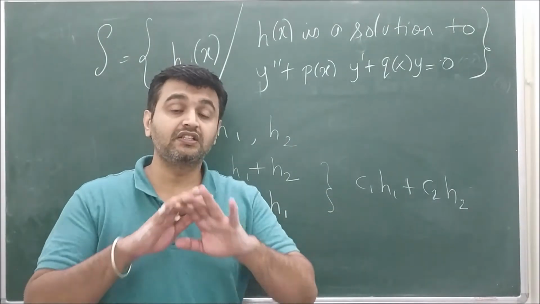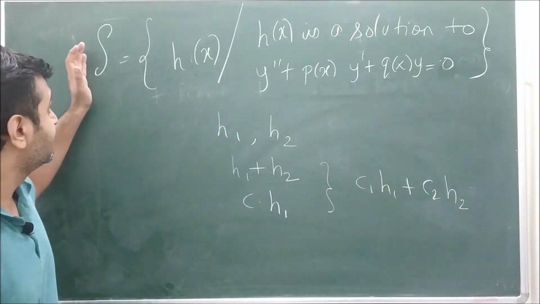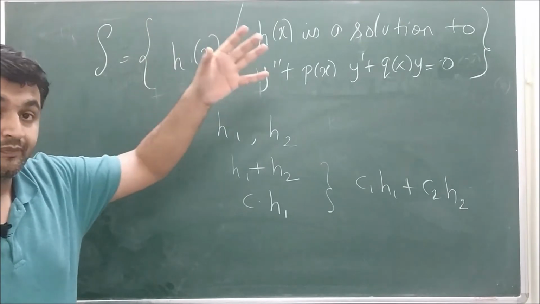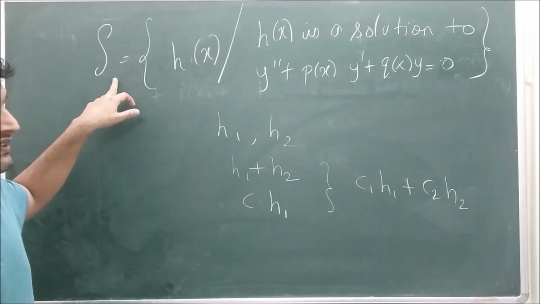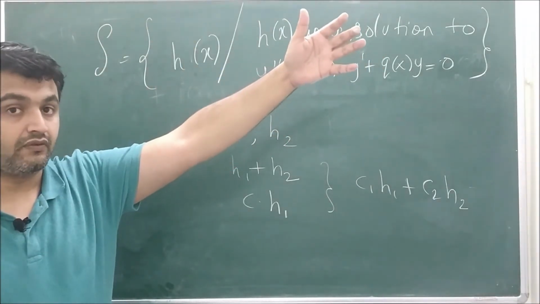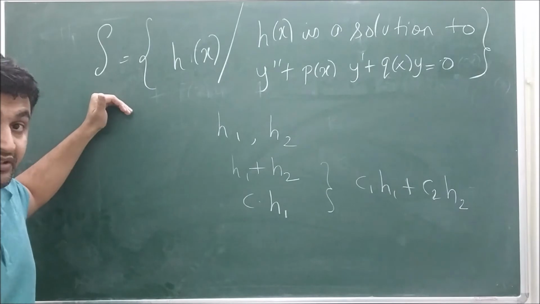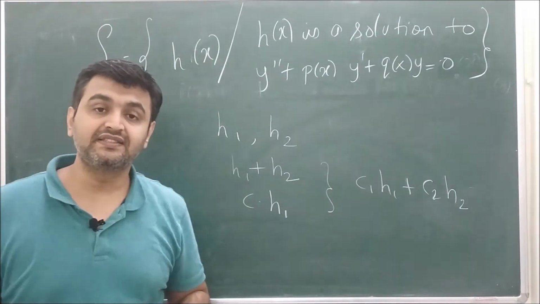Now we know that the collection of all functions forms a vector space. So this S will be a subset of all functions, because ultimately this is again a function. So I can treat this as a subset of the collection of all functions. Now that forms a vector space. The question is whether this subset is a subspace or not. And how do you check whether something is a subspace?